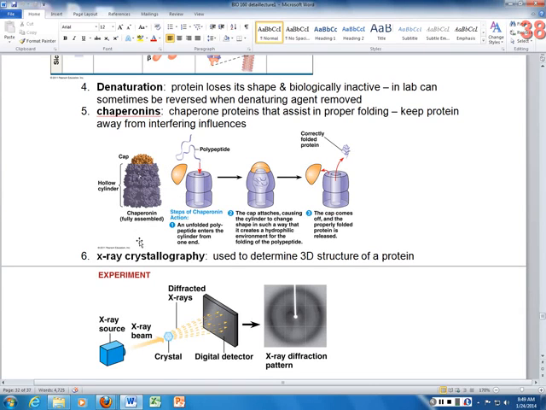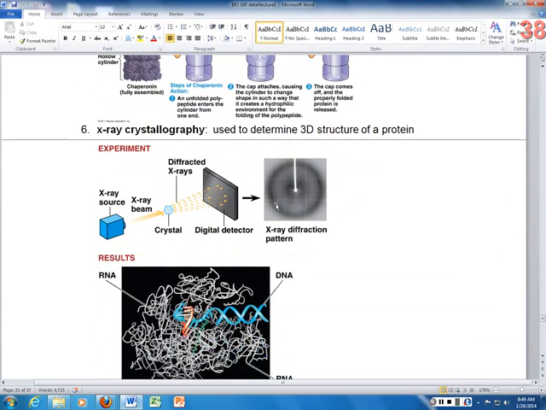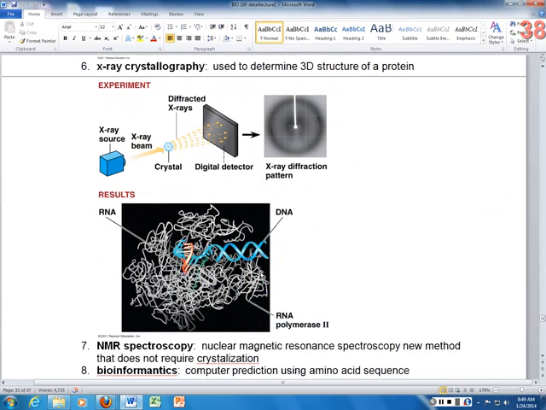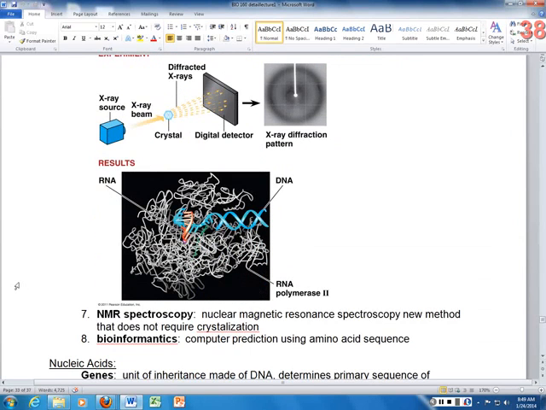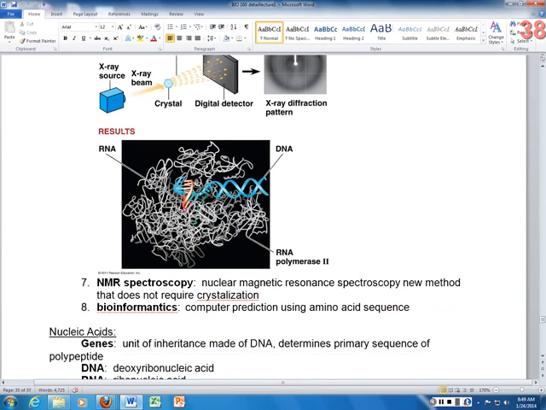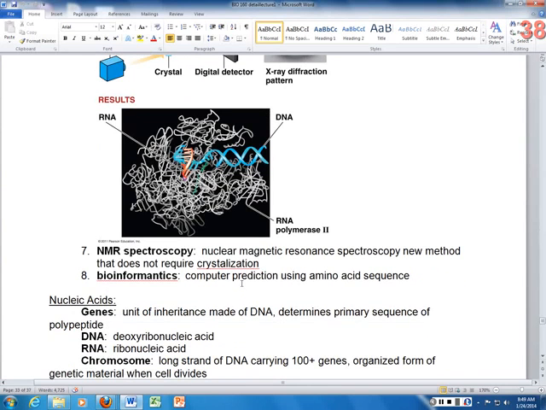So how do we know these three-dimensional structures in there? They can use X-ray crystallography. So they use an X-ray and diffract the beams to be able to look at the shape of it. They can use nuclear magnetic resonance spectroscopy. You don't have to crystallize things to look at it there. And then bioinformatics. We've got the shape of enough proteins now that a lot of times using the amino acid sequence and knowing how it's going to behave, they can predict it just using a computerized model.